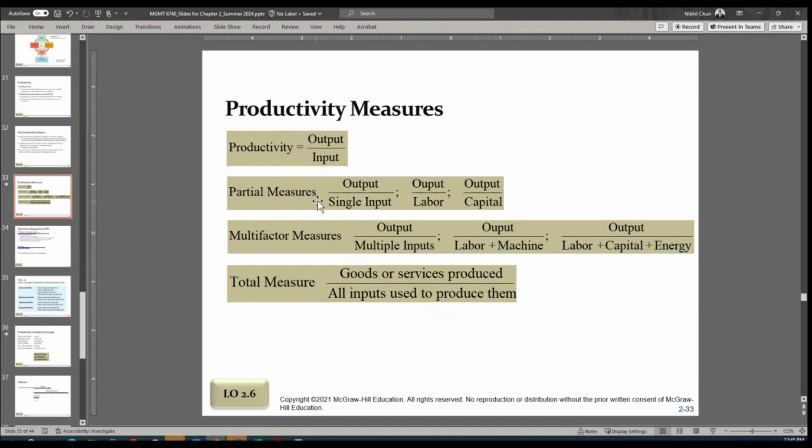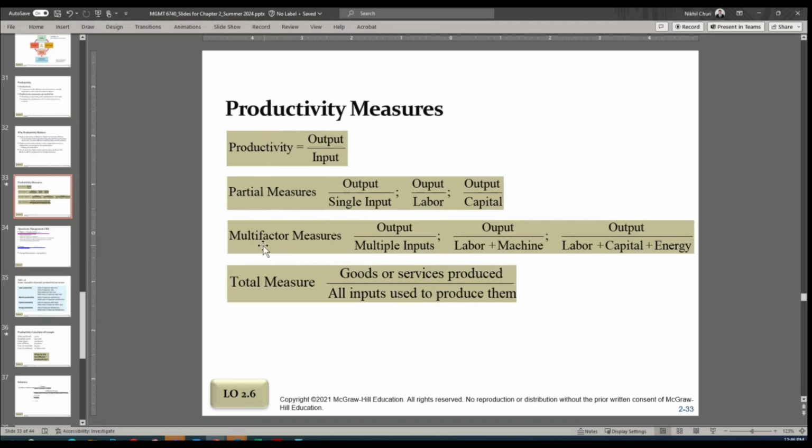A few other formulas for productivity are these. Partial measures of productivity equal output as a whole divided by one single input, such as output upon labor. In this case, labor is the input that is going in. Sometimes it could be capital, the money spent, so in that case it's output upon capital. In the problem we are solving, labor is the input that is going in, so indirectly it's a partial measure.